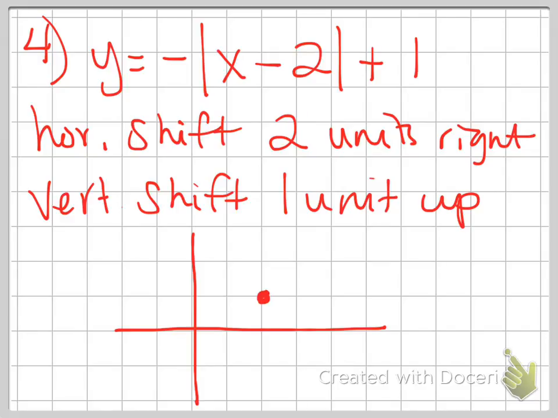Now, because it's negative, remember, a negative absolute value has an upside down V. It's actually a reflection over the x-axis. That's the official term for it because it's negative. So instead of going right 1 up 1, I'm going to go right 1 down 1. And then instead of going left 1 up 1, I'm going to go left 1 down 1. And then I can go ahead and make my V just like that.